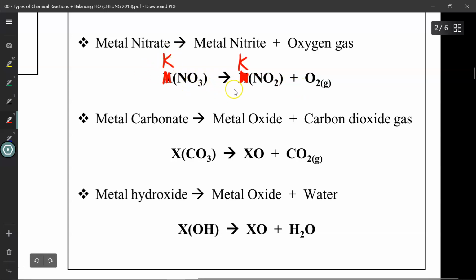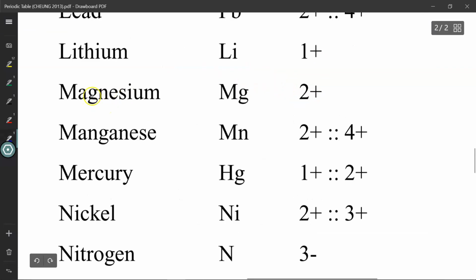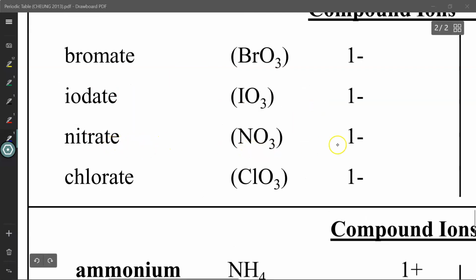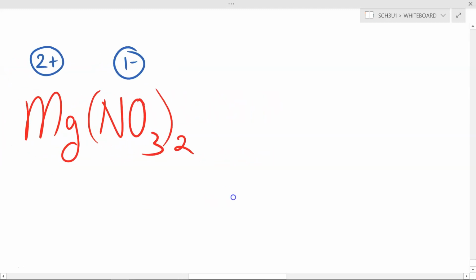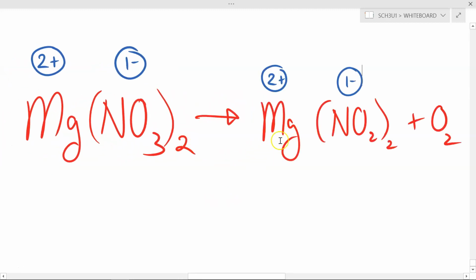Potassium nitrate decomposes into potassium nitrite and oxygen gas. I think you get the idea. Just be careful. A metal like magnesium has a valence charge of 2+, while the nitrate ion has a valence charge of 1-. So you do need to zero sum, making this Mg(NO3)2. And if we follow that pattern, the Mg(NO3)2 will decompose into magnesium nitrite, Mg(NO2)2, and an oxygen gas molecule. Just don't forget to zero sum.